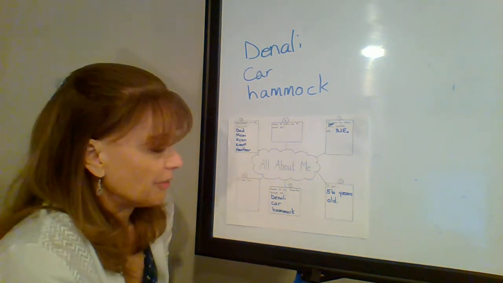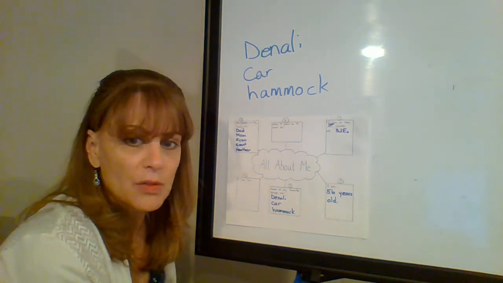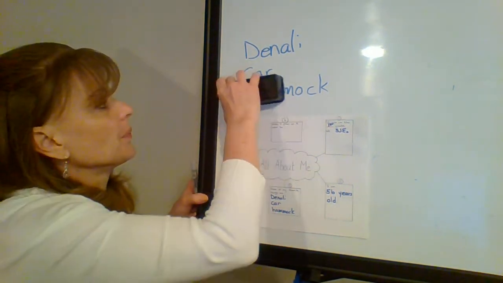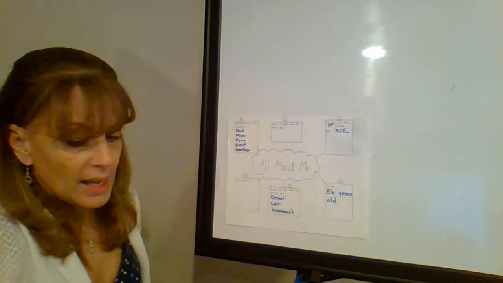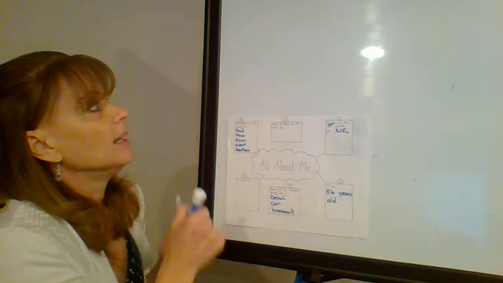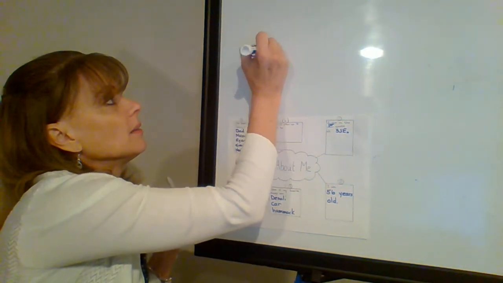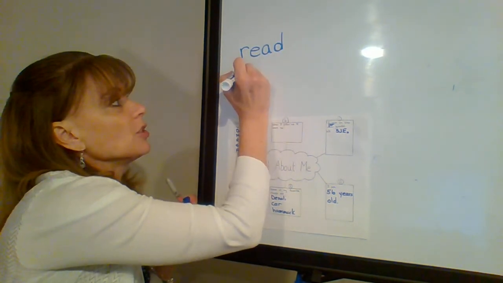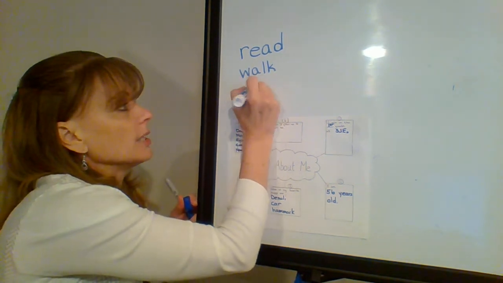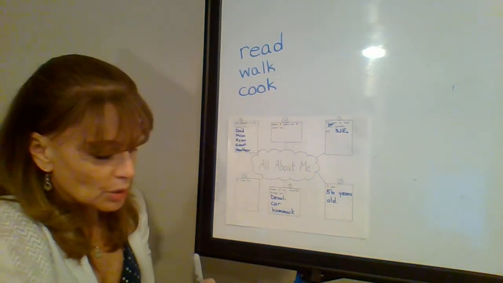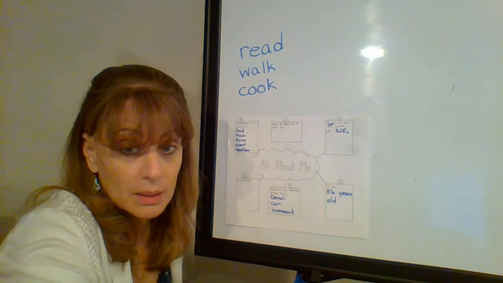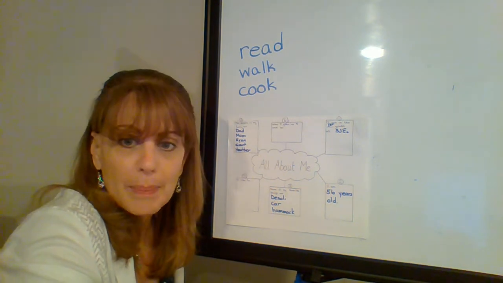Okay, number 5. If at any moment I'm going too fast for you, hit pause, finish that, and then come back and catch up with us. Okay, I like to. What do you like to do? I like to read. I like to walk. I like to cook. What do you like to do? You cannot say, I like to play. Very boring. You can say, I like to play with Legos.